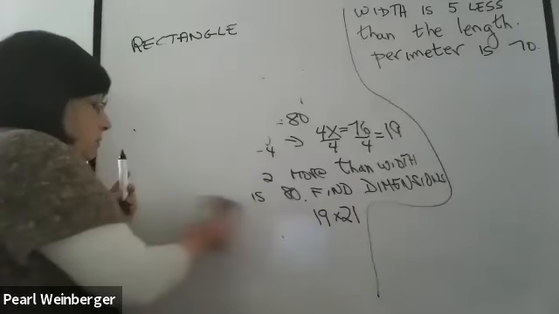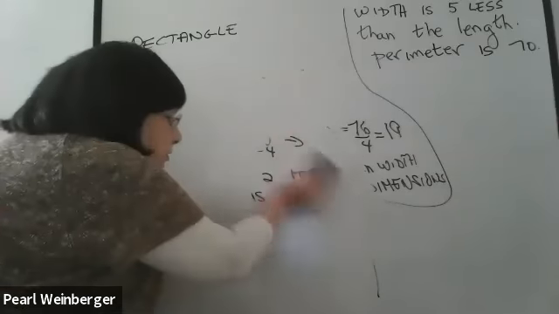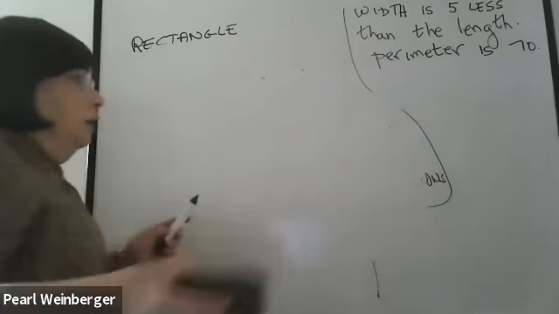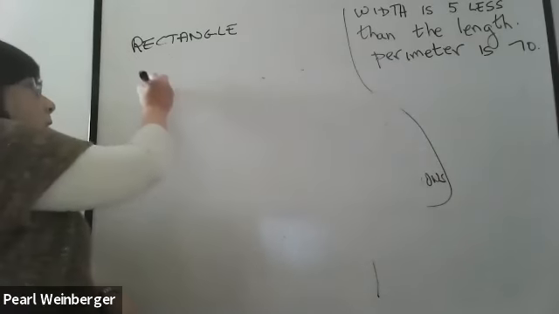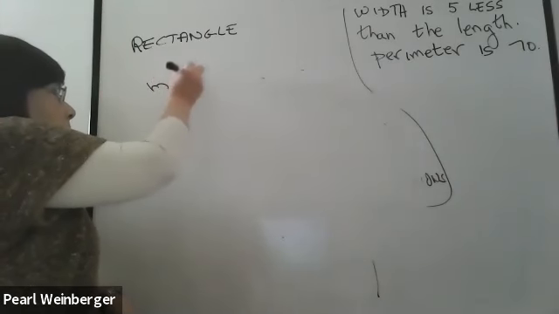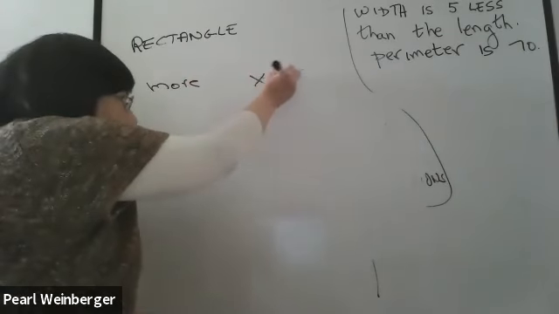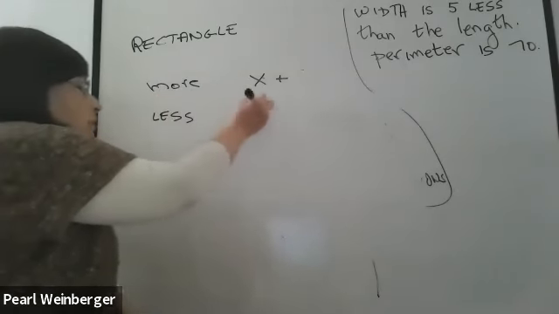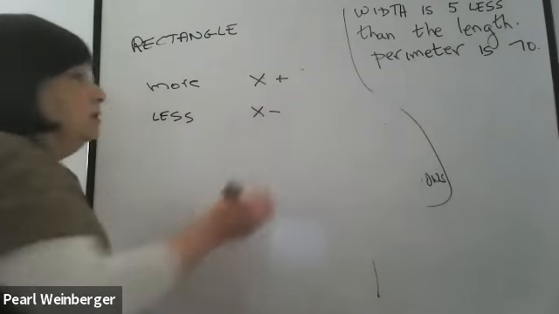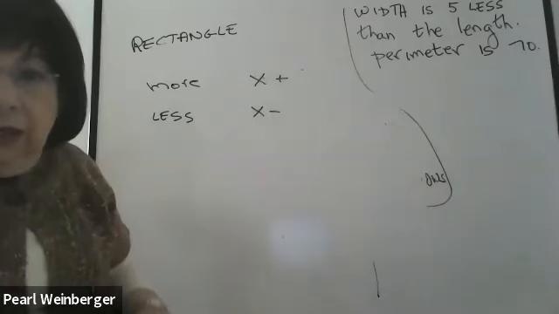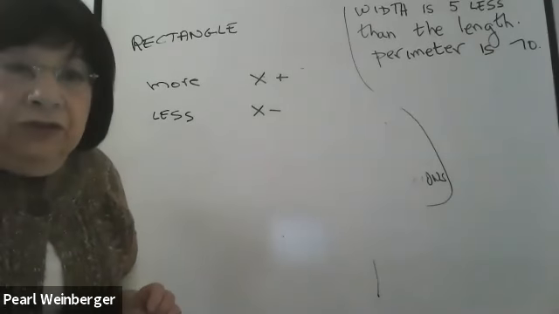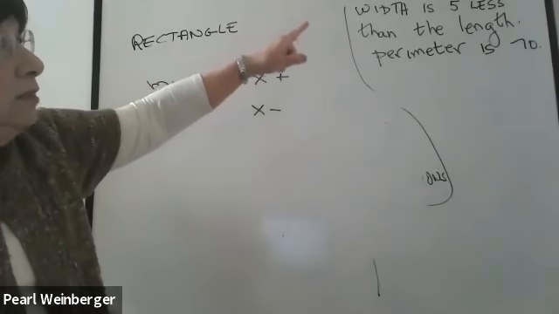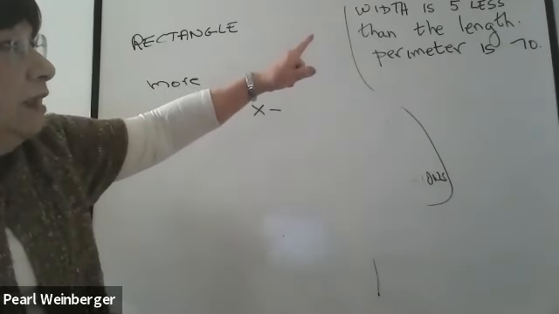Since we're talking about terminology, we mentioned that more means that you add. You do X plus. When you have less in the problem, you have to do X minus. 5 less means you have to subtract 5. And here's where you have to be very careful. It says the width is 5 less than the length.